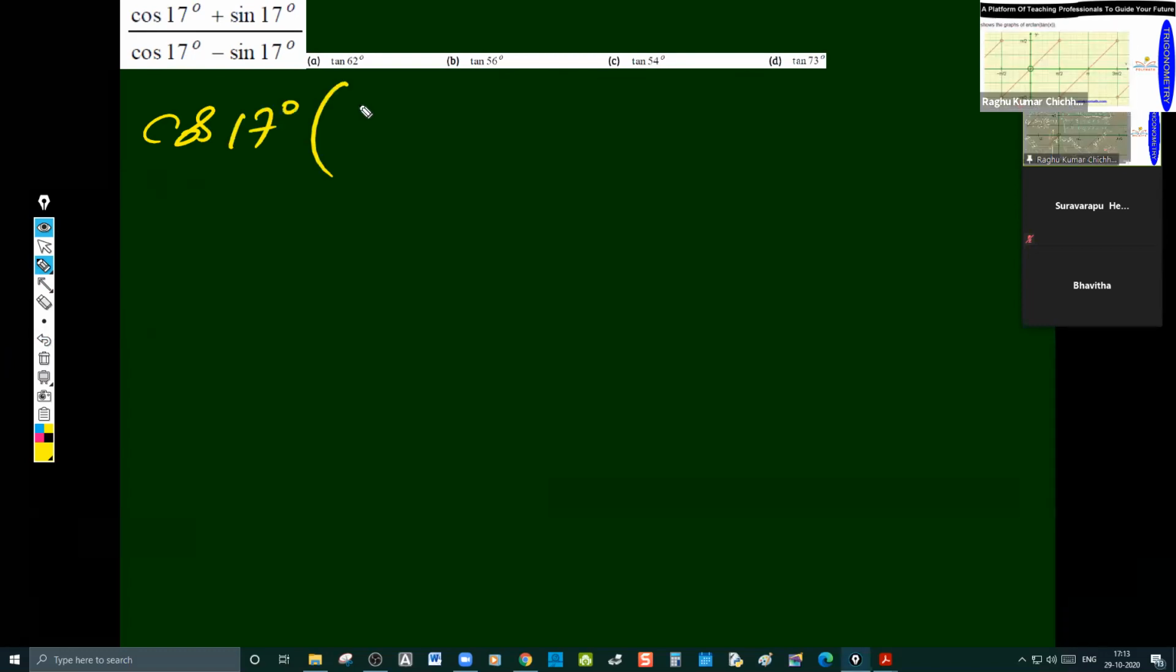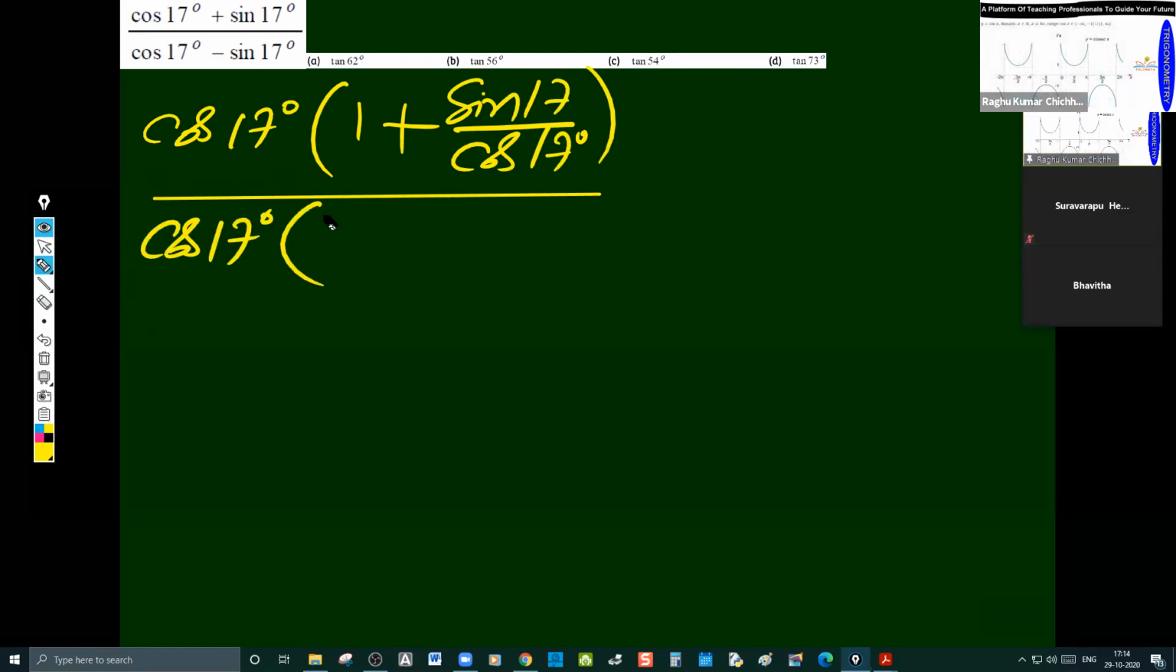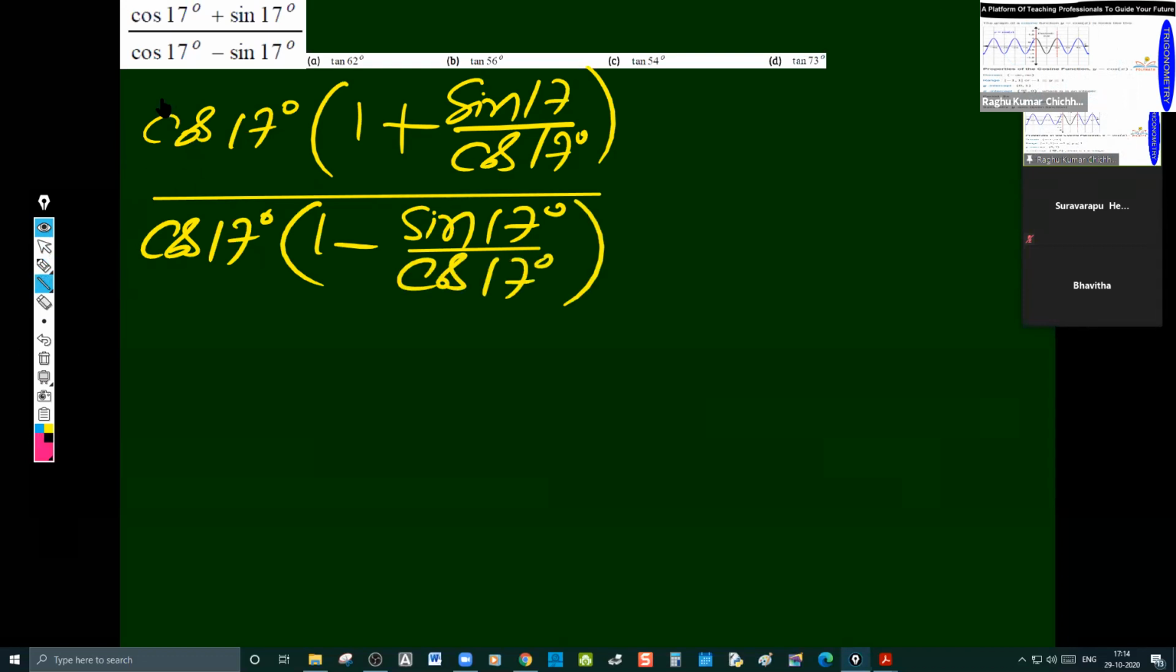Then it will be 1 plus sin 17 divided by cos 17, whole divided by, take cos 17 common here also. I'll give you a standard form finally, so that you can say the answer directly. What I mean by standard form is a standard result. So cos 17 gets cancelled, and you will have 1 plus tan 17.